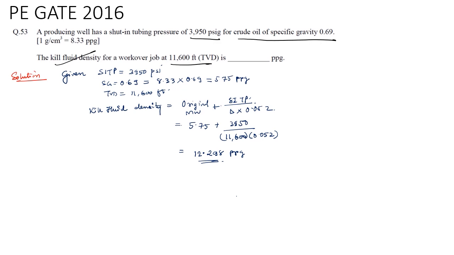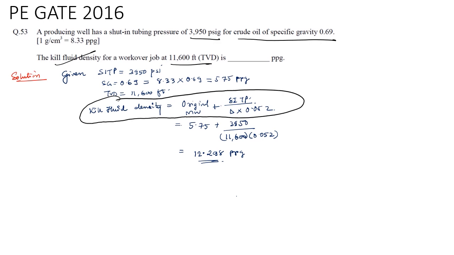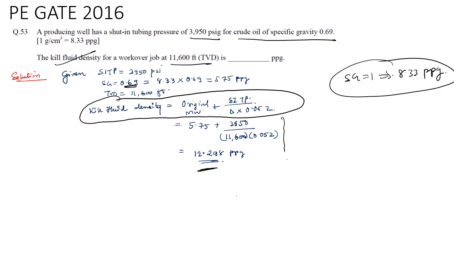As we know, kill fluid density equals original mud weight plus shut-in tubing pressure divided by TVD into 0.052. So over here we need to place all the values to get my answer as 12.298 ppg. Since 0.69 has been given, we will be multiplying 8.33 with 0.69. So my density would be 5.75 pounds per gallon.